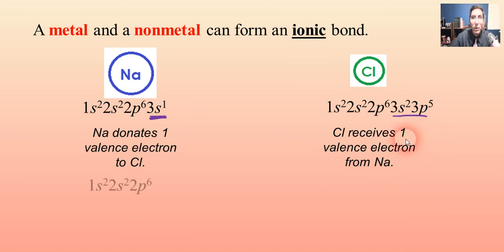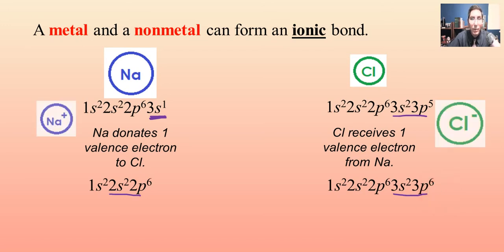And so how does that work? Well, when sodium has now lost that electron, it's down to this electron configuration, has 8 valence electrons, and chlorine has gained that electron, and we can see it has gone up to 8 valence electrons. And so they both have that stable, full outer shell, outer energy level.